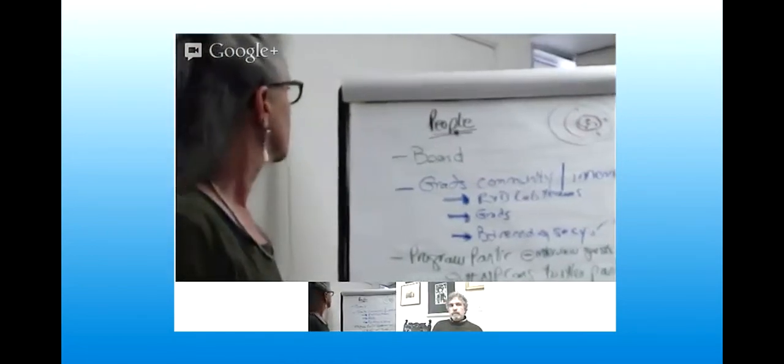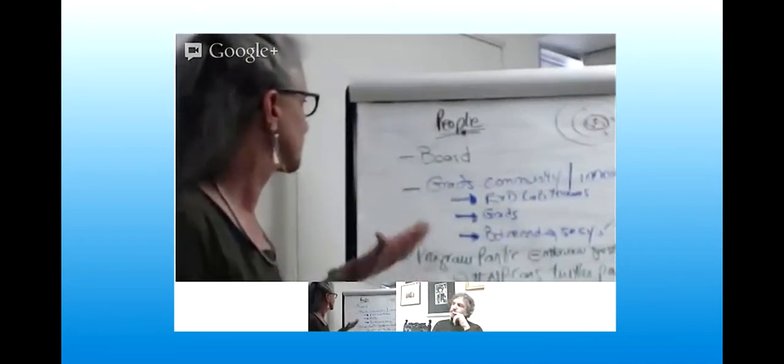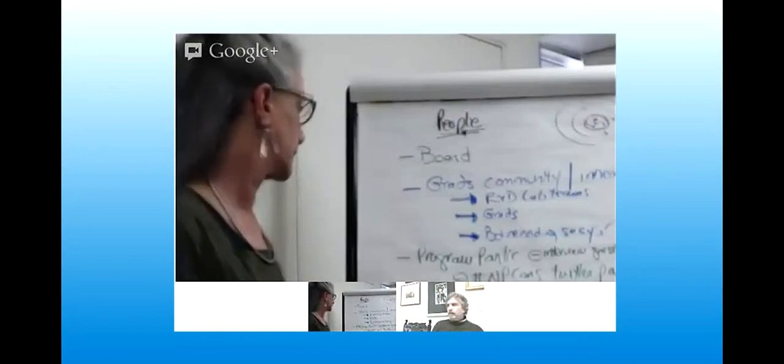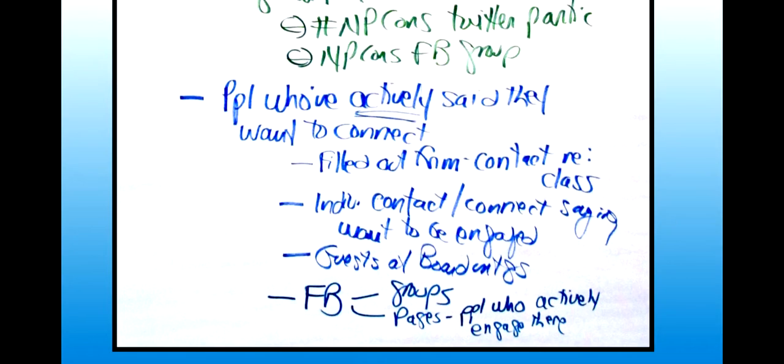So we looked at the board, we looked at people who are in our communities, we looked at people who are participating in our programs, and people who have actively said they want to connect. So people who filled out a form on the website who have said, I want to be in one of your immersion classes. That's pretty active. Individuals who connect saying that they want to be engaged. For instance, we just did 2 sessions in the past 2 days with Dave Spett and with Zach Breaker, both of whom have said all along, I really want to be engaged in the work that you're doing. So there are people who contact us.